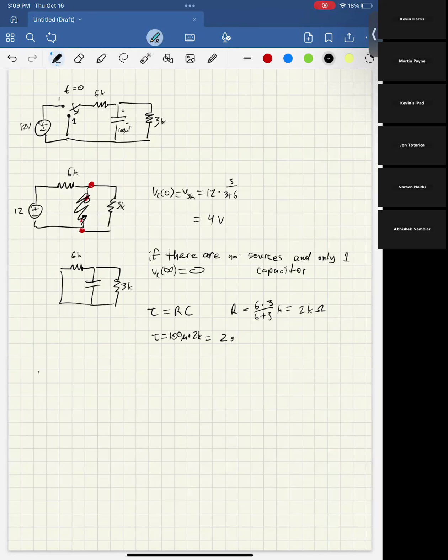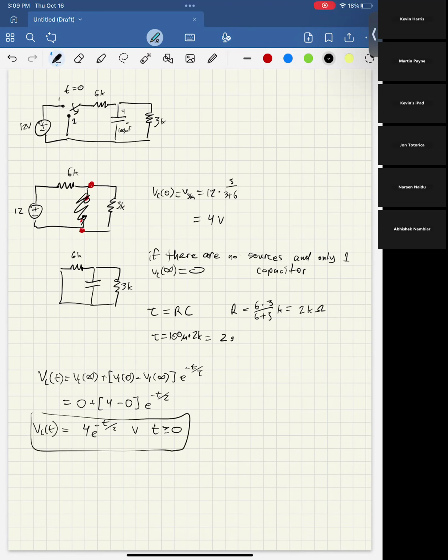Okay, now plugging this all back into our original equation, VC of t equals VC of infinity plus VC of 0 minus VC of infinity times e to the negative t over tau. What we get here is 0 plus 4 minus 0 times e to the negative t over 2, which is just 4 e to the negative t over 2 volts for time greater than or equal to 0. And that would be your answer. So that's how you do it.